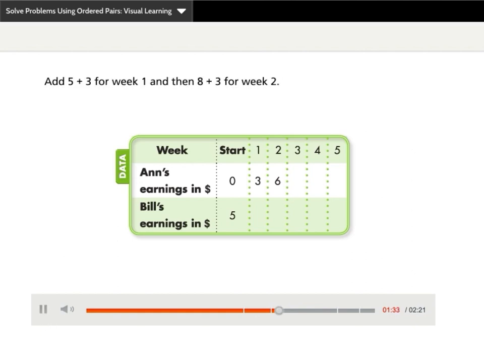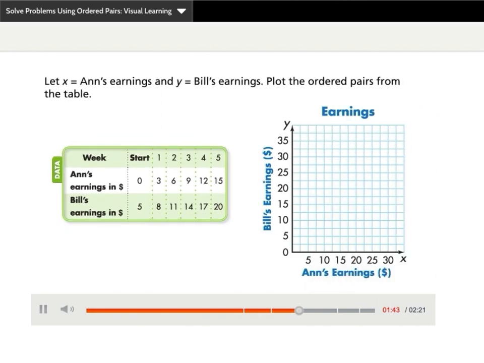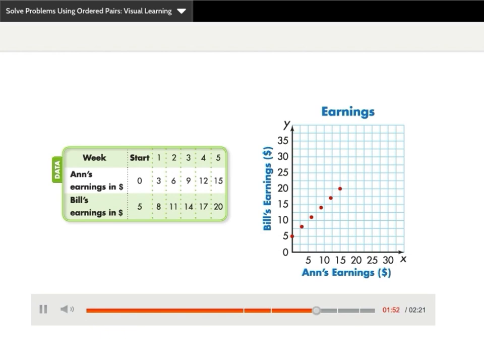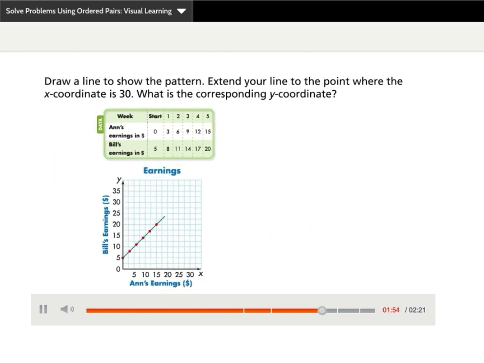Add 5 plus 3 for week 1 and then 8 plus 3 for week 2. Let X equal Ann's earnings and Y equal Bill's earnings. Plot the ordered pairs from the table. Draw a line to show the pattern. Extend your line to the point where the X coordinate is 30. What is the corresponding Y coordinate?